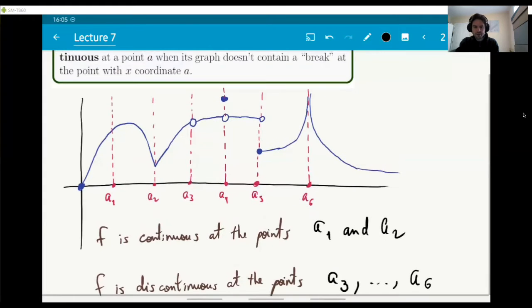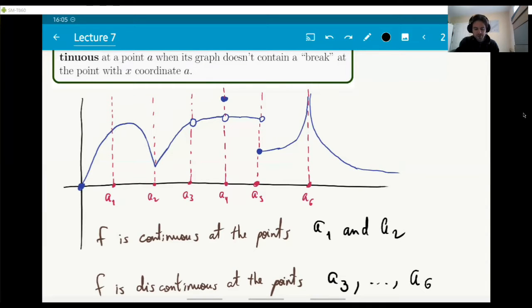According to this informal definition, because if you look here, the graph above A1, there's no problem in there, no breaks. Even above A2, where the graph has a sharp corner, if you've studied calculus before, you'll know that this is a problem later when we are studying the derivative. But if we're just talking about continuity, the graph is continuous there. It doesn't break, it doesn't jump.